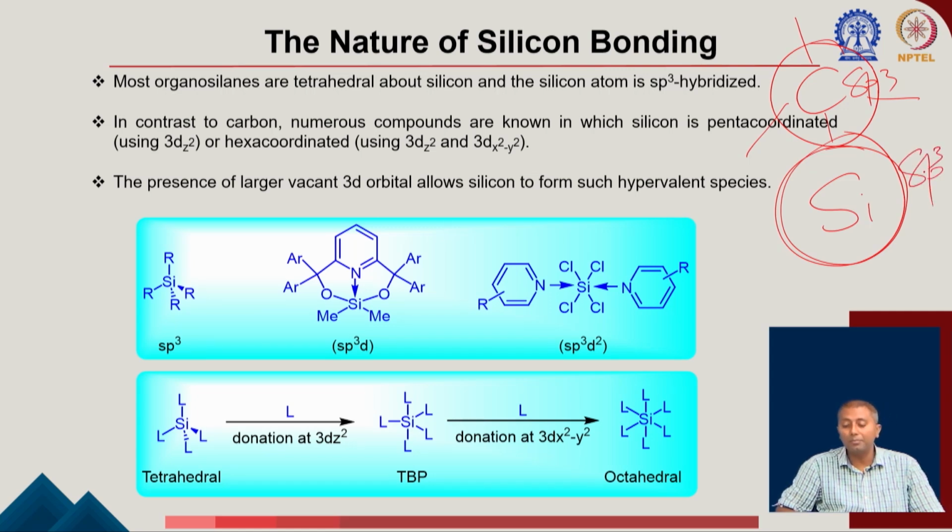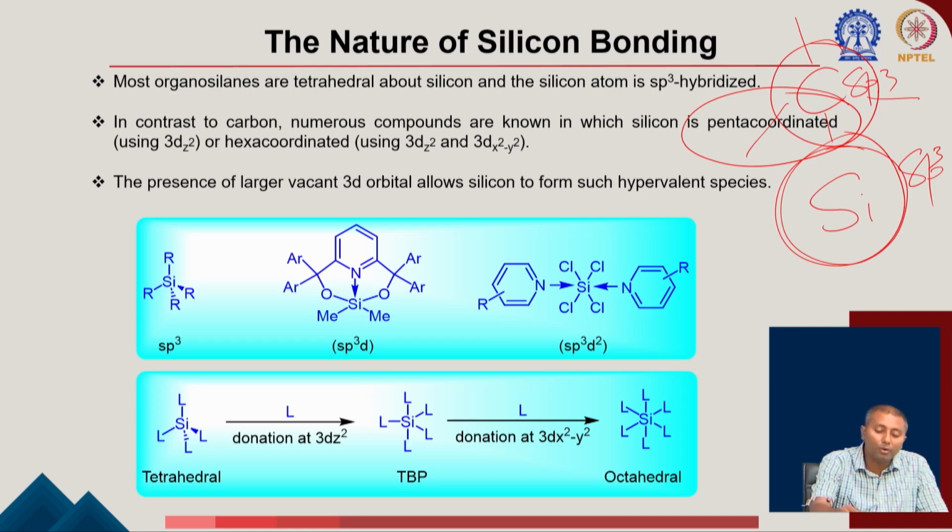But the major difference between carbon and silicon is that silicon has vacant d orbitals. Because of that, silicon is not limited to the tetrahedral structure; it can also go to penta coordinated or hexa coordinated structures. This is possible because of these vacant 3d orbitals.